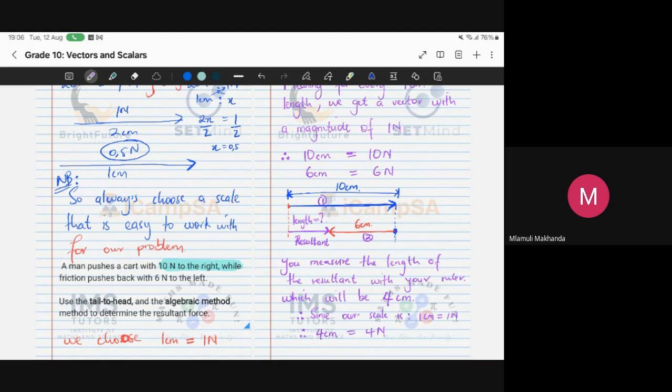Now, where is it going? Luckily, the algebraic method will allow us to always know where the resultant is going. It's going to the right. As you can see, we drew it from the tail of the first vector to the head of the last vector, which goes to the right. Therefore, the resultant is 4 newtons to the right.